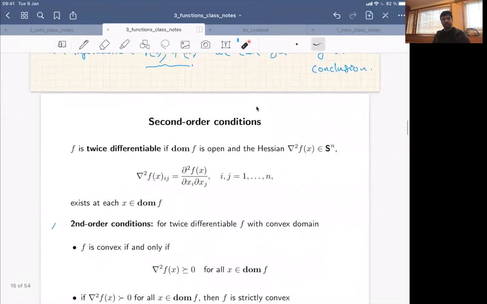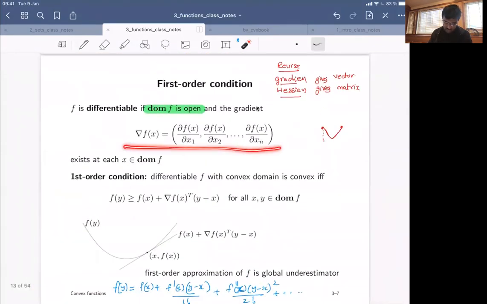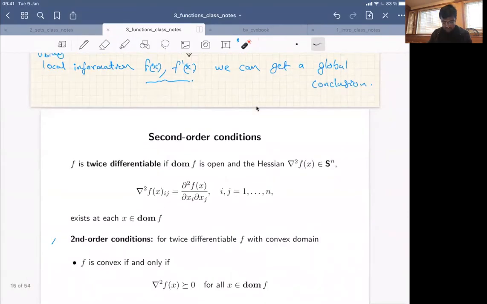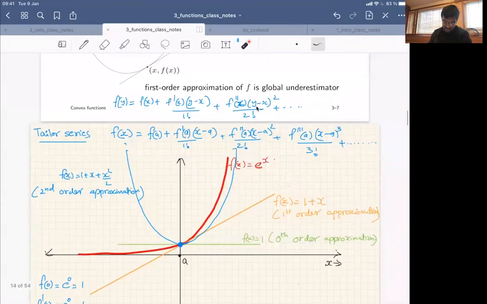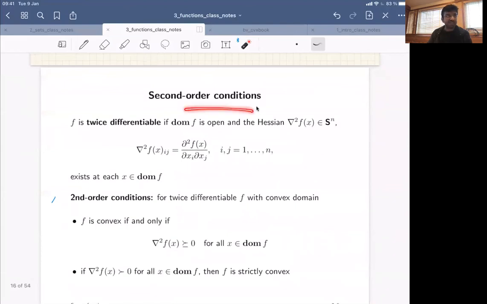Now we move to the second order condition. For the first order condition, f has to be differentiable. Don't get confused here, I was just talking about the Taylor series. In that, if you say second order approximation, it will be this. But this second order condition has nothing to do with Taylor approximation. Here, order just means the second order derivative. We are making a statement using the second order derivative.